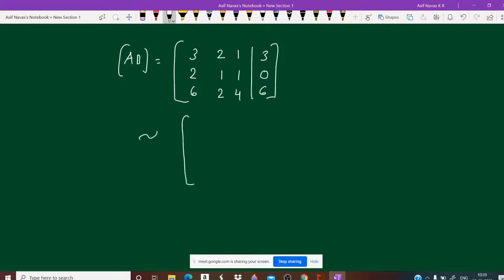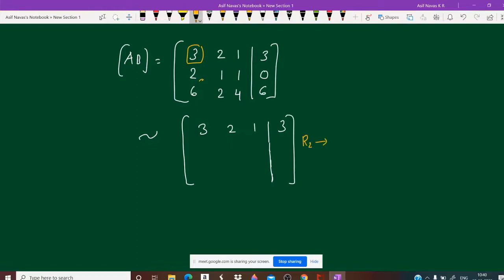So this is equivalent to 3, 2, 1, 3. What is the first pivot? 3, right? Non-zero 3. Now we want to convert the entries below it into 0. So what is the step?